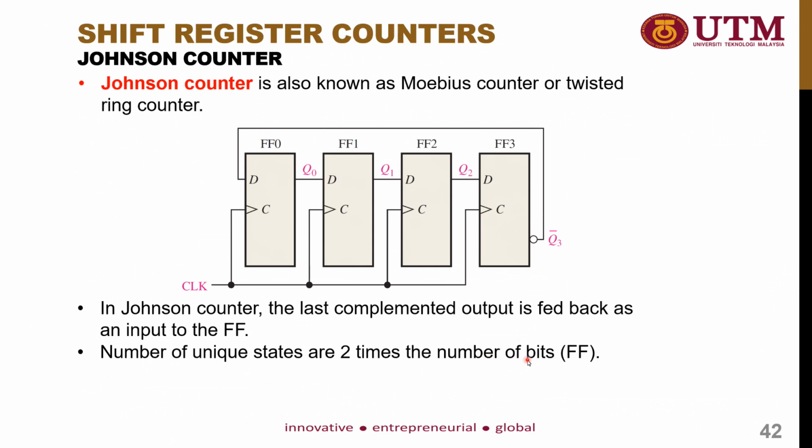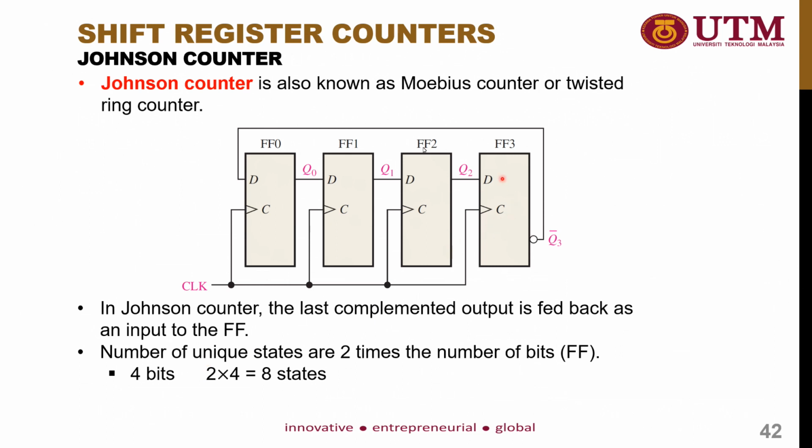Okay, so in the ring counter, the number of unique states is the same as the number of bits. For example, if we have 4 bits of counter, the number of unique states is 4. But for the Johnson counter, the number of unique states is 2 times the number of bits.